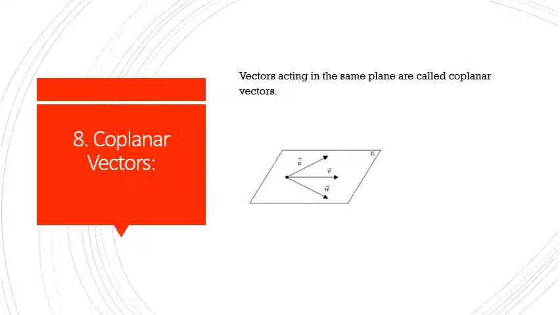Eighth type is coplanar vectors. Vectors acting in the same plane are called coplanar vectors. See, imagine you have three vectors u, v and w. All three vectors are lying in the same plane of paper. Imagine this is your plane of paper. So all three vectors u, v and w are lying in the same plane. Whenever vectors act in the same plane, they are called coplanar vectors.